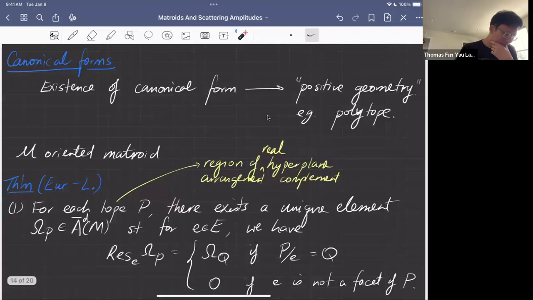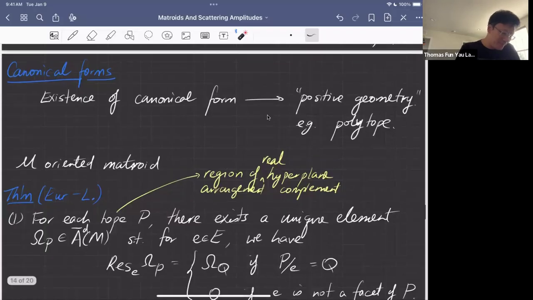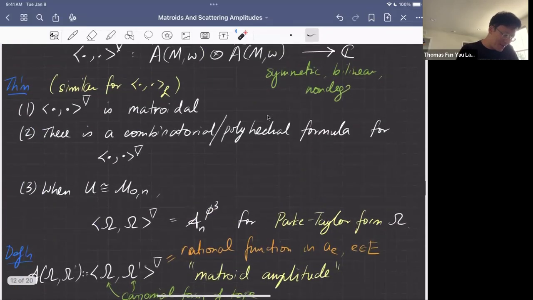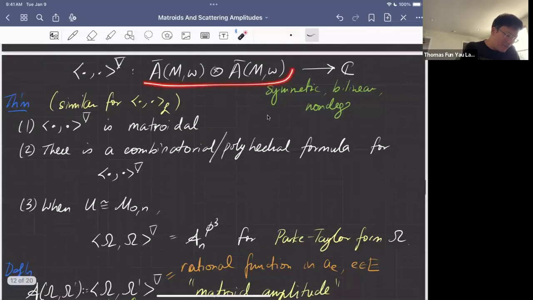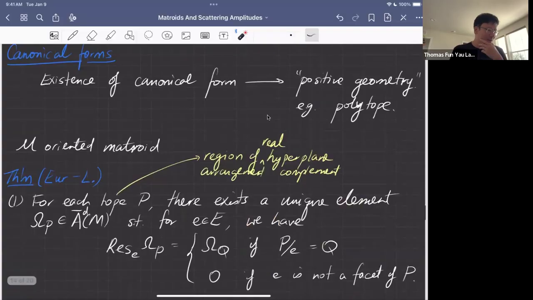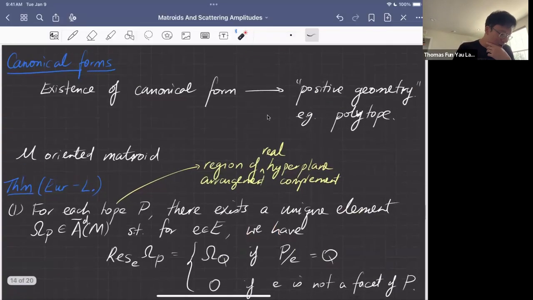So these are all asides. I won't actually get to tell you much about the theorem. So I want to come back to this: I've got a bilinear form on a vector space, and I want to evaluate it by plugging in some special elements in this vector space. So which ones should I have? These ones are called canonical forms of topes.